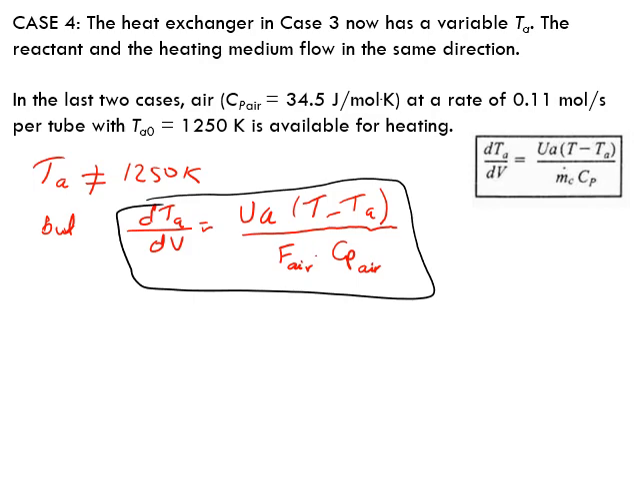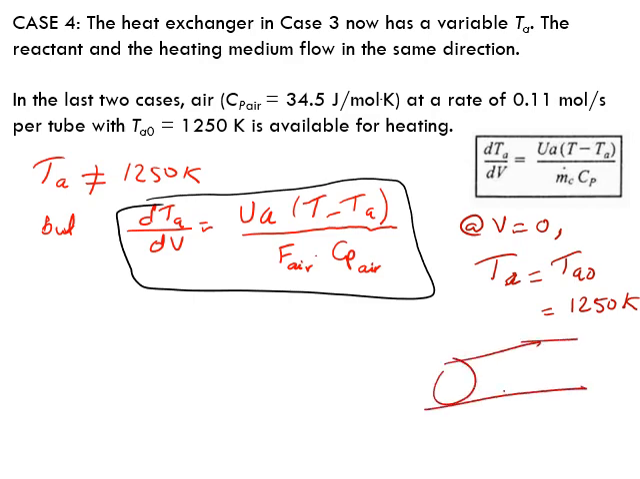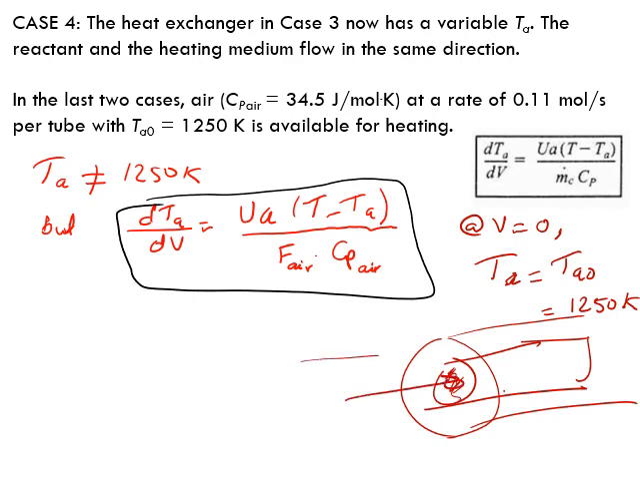Okay, so let's frame this equation because we're going to need it, and we also need to provide an initial condition. At V equals 0, we know that TA equals, of course, TA naught, which equals 1250 Kelvin. So if you look at the reactor, which is surrounded by the other tube, the reaction mixture is entering here, and the heating medium entering from the same direction. So at V equals 0, the temperature of the heating medium is 1250 Kelvin. That's the only difference. So let's go ahead and press run after inserting this equation along with the initial condition.